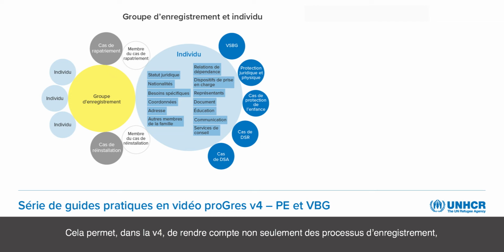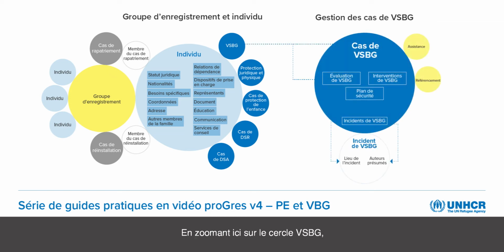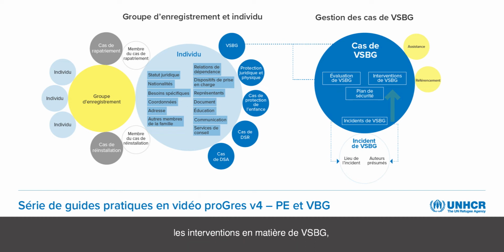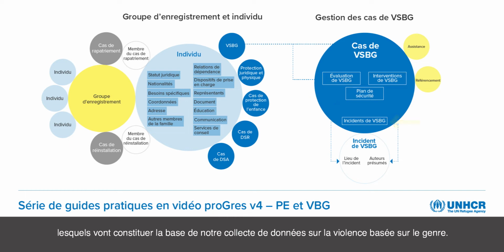This is to allow for case management processes to be documented as in V4, in addition to registration processes, which have always been able to be documented. If we are to zoom in on the SGBV circle, we then see that here is our SGBV case. Within that case, we have the ability to collect records for SGBV assessment, SGBV intervention, safety plan, and then SGBV incidents, which for GBV is the foundation of our GBV data collection.